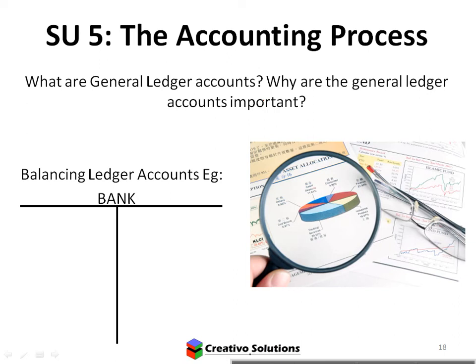You have a set of rules that have T accounts. What is a T account? It's this. General ledger. When I refer to a T account, I'm talking about the general ledger. That's what you're looking at. A general ledger is just a lot of T accounts.